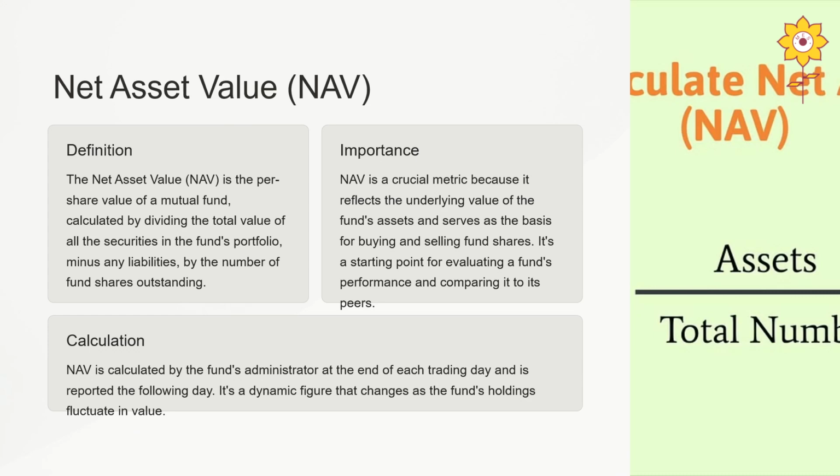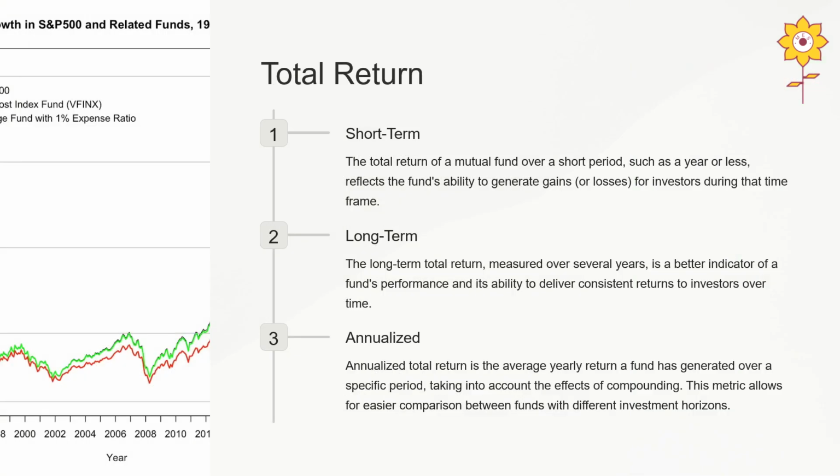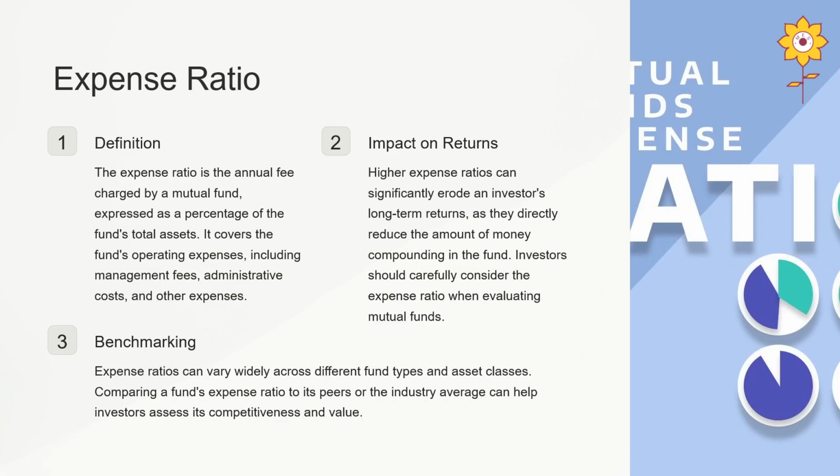It's a performance metric. The calculation is done by the fund administrator at the end of each trading day, and it is reported the following day. So it's a dynamic figure. It always changes, because as the market changes, your net asset value also changes. You can't say that the net asset value will remain the same every day. It fluctuates as per the market condition, the mutual fund performance, or the portfolio that the mutual fund manager has made for you. That is one important metric, that is NAV.